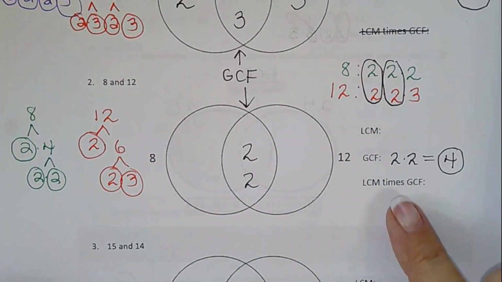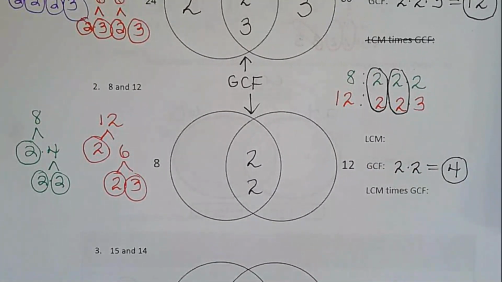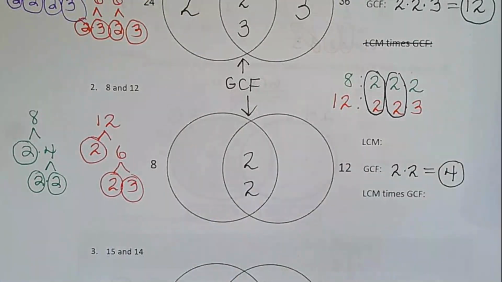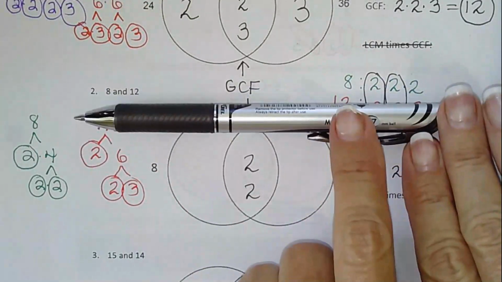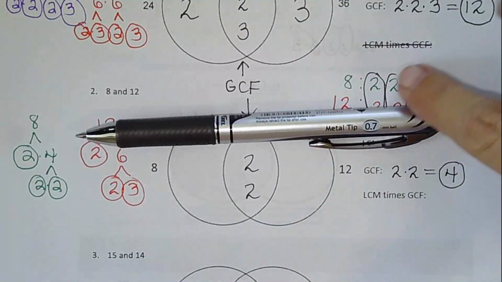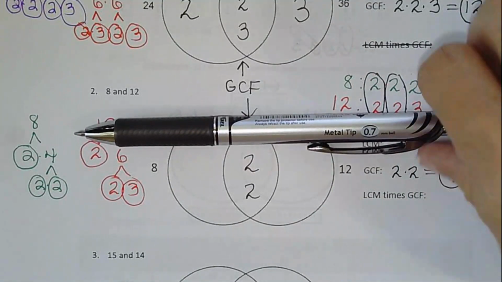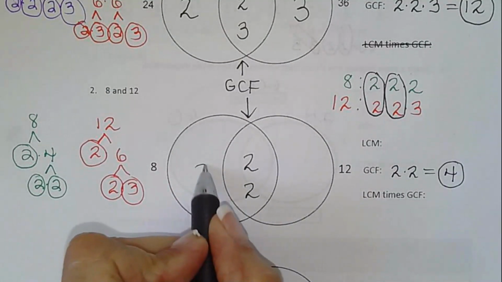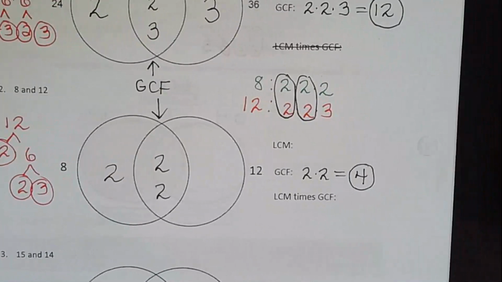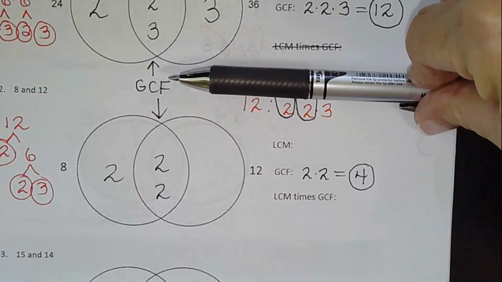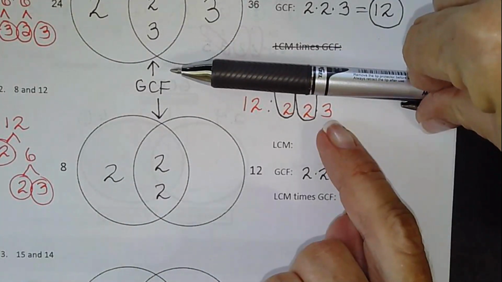Okay, so next we have LCM. So we have to go to each list. So on 8, what are we missing? We're missing the 2 because these two 2's are already in, so we need that third 2. On 12, what are we missing? We're missing the 3. We got the 2 2's, so now we need the 3.